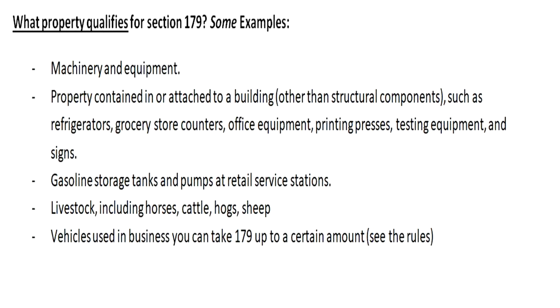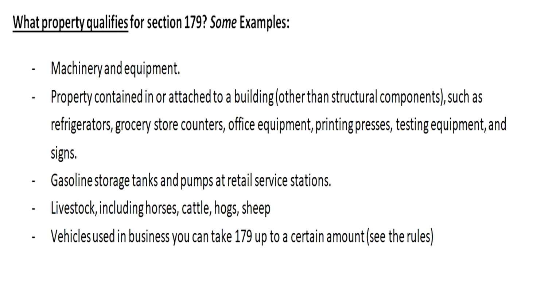So what property qualifies for Section 179? Here are some examples. Machinery and equipment, property contained in or attached to a building other than structural components such as refrigerators, grocery store counters, office equipment, printing presses, testing equipment and signs, gasoline storage tanks and pumps at retail service stations, livestock, yes, livestock, like horses, cattle, hogs, sheep, vehicles used in a business.